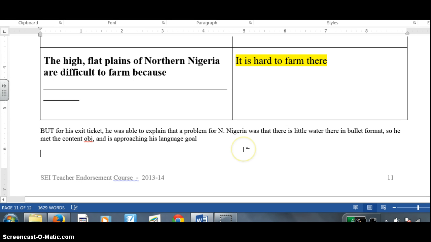But it was encouraging because for his exit ticket, he was able to explain to me that a problem for northern Nigeria was that there's little water there, in bullet format and orally with me. So I was happy and pleased that he met the content objective, but he did not meet the language goal for this lesson, so I need to really come back and reflect on that, and hopefully that's where you guys come in.